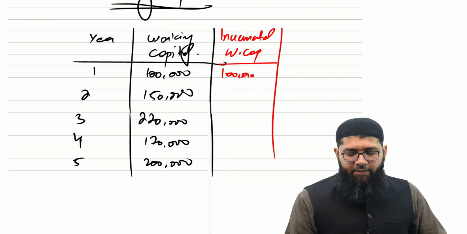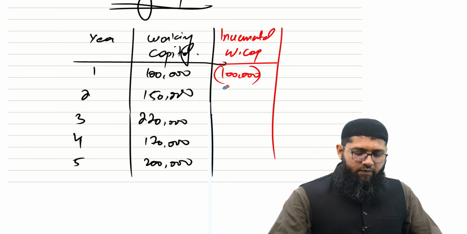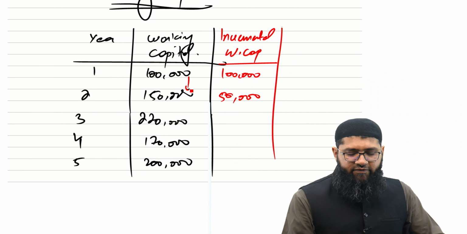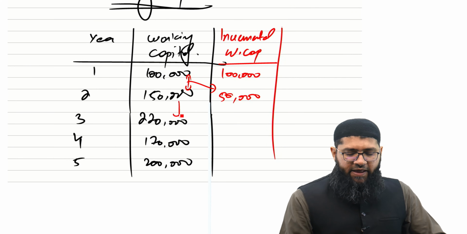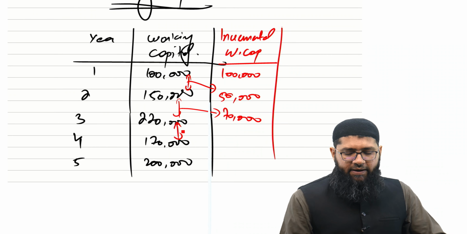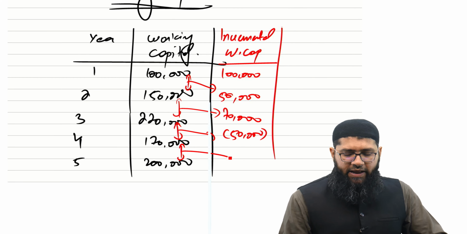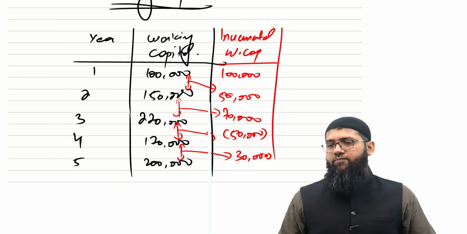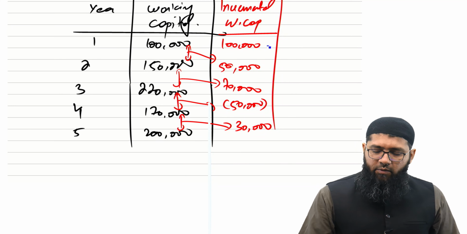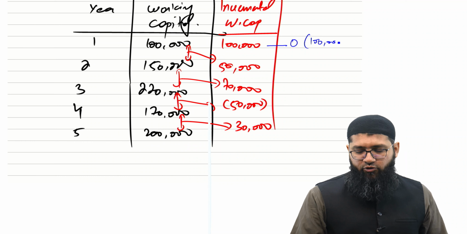So incremental working capital is going to be 100,000. Then incremental working capital is going to be 50,000. It's the difference between these two. Then incremental working capital is going to be 70,000. Then incremental working capital is going to be a recovery of 50,000. Then incremental working capital is going to be 30,000. Now what are you actually going to do? You're going to show this incremental working capital as an outflow at time period 0.